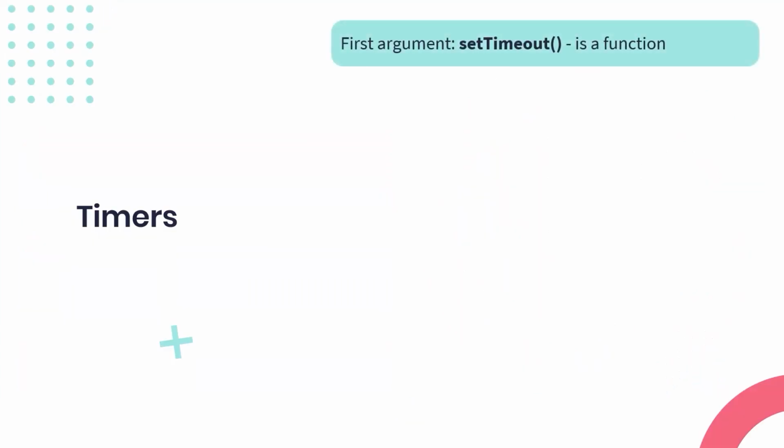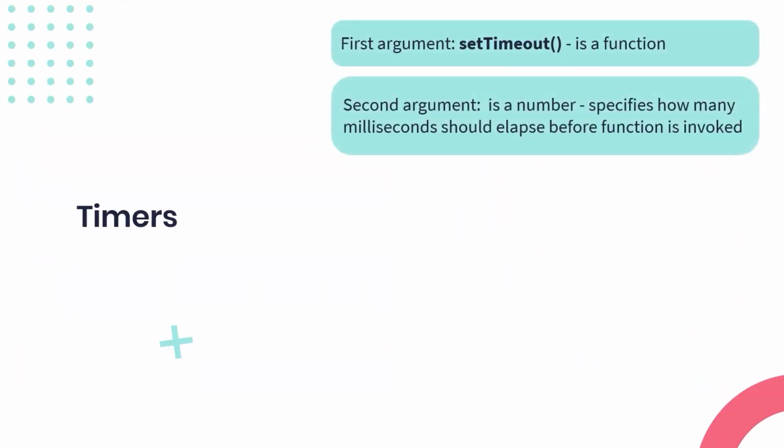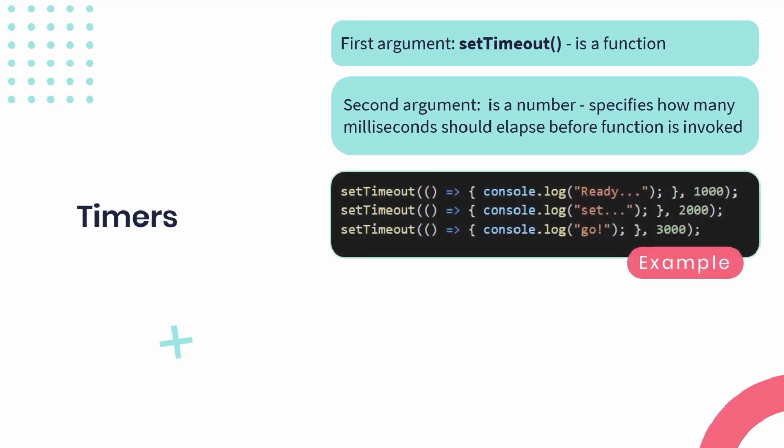The first argument to setTimeout is a function, and the second argument is a number that specifies how many milliseconds should elapse before the function is invoked. After the specified amount of time, and maybe a little bit longer if the system is busy, the function will be invoked with no arguments. Here, for example, are 3 setTimeout calls that print console messages after 1 second, 2 seconds, and 3 seconds.